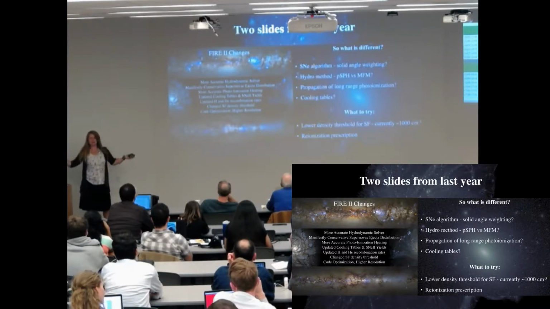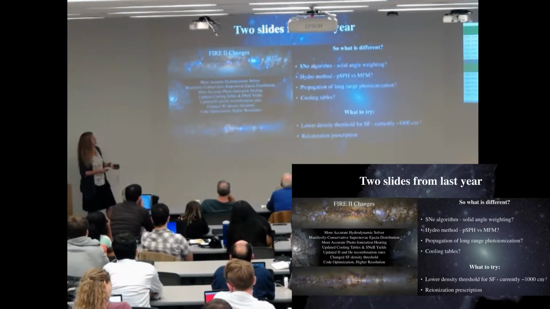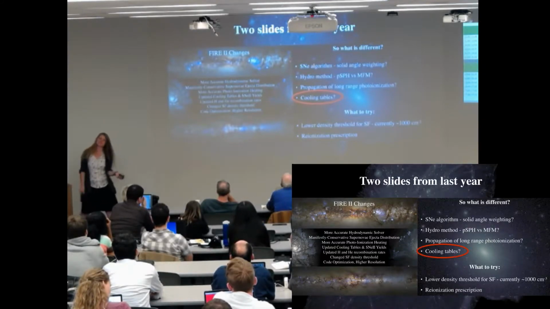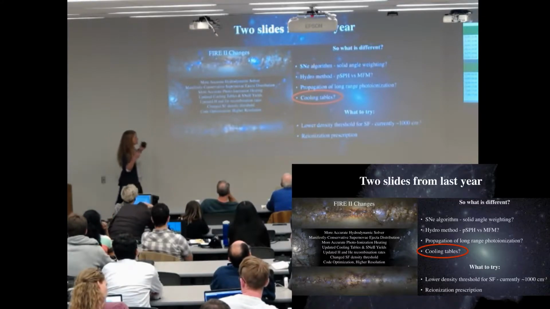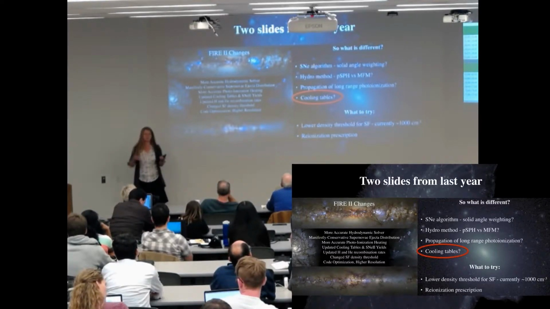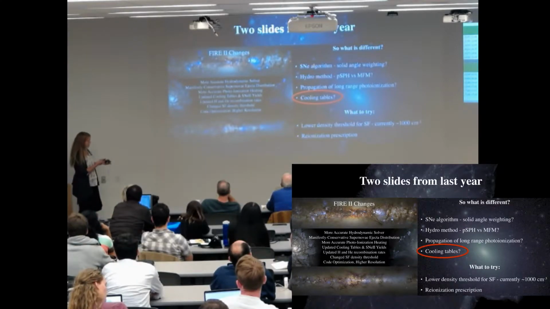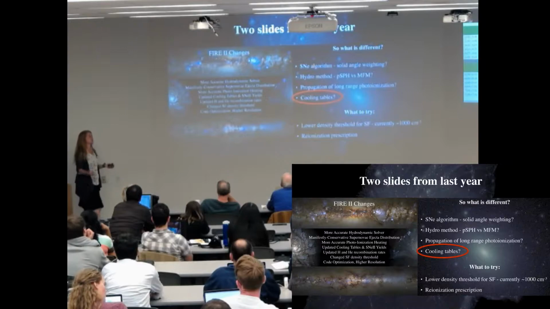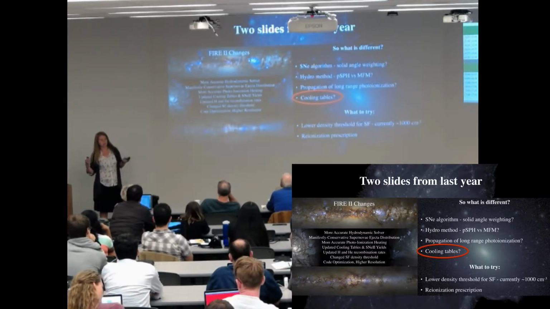So I'm happy to come back a year later and report that the case has been cracked, and it is related to cooling tables. I'll go over this briefly. Basically, when we updated the cooling tables in FIRE 2, we added a little bit of additional heating physics, such as photoelectric heating and cosmic ray heating. Now, the FIRE collaboration is doing a suite of simulations where we handle cosmic ray heating explicitly, but in our fiducial simulations, it's a subgrid approximation.